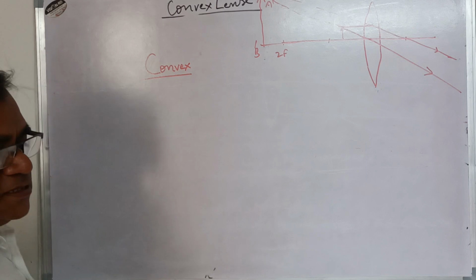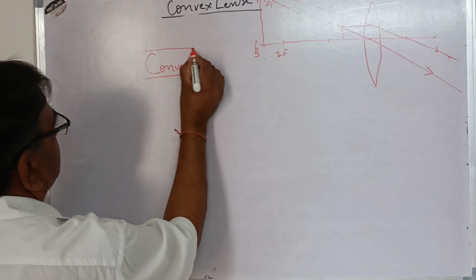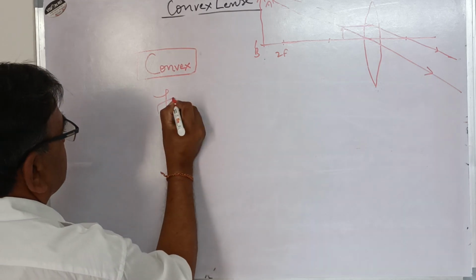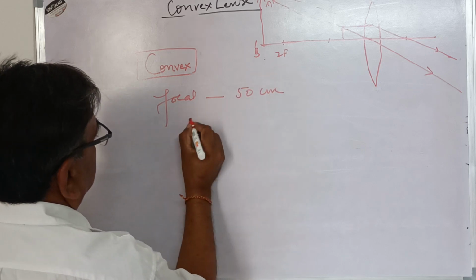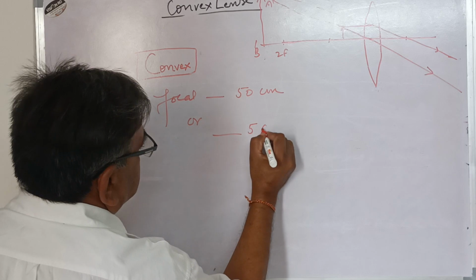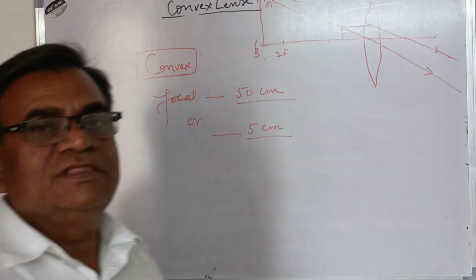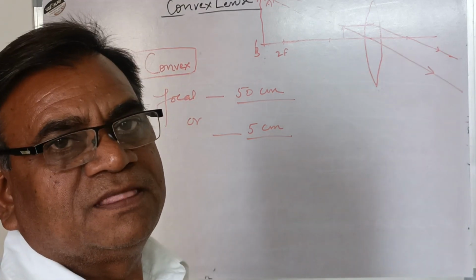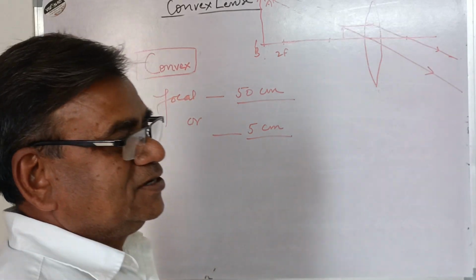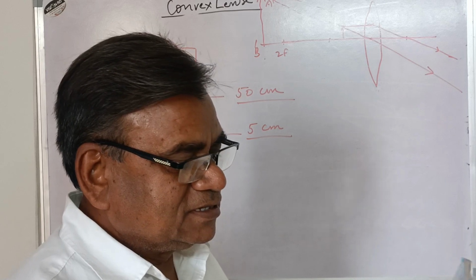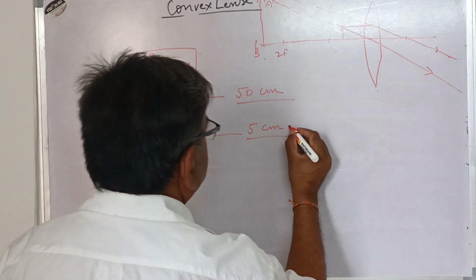The main thing is that he says the focal length. The lens has been decided, it is convex lens. The focal length is given as 50 centimeter or 5 centimeter. Now see, if the focal length is 50 centimeter, how far will you keep it? It is half a meter. 100 centimeter is equal to 1 meter, so that is a very big distance. So it is 50 centimeter, so that here is your dictionary and you see. So this will be the answer.